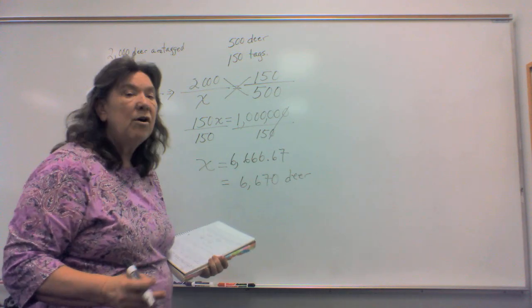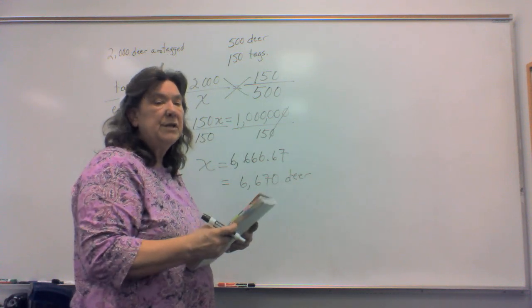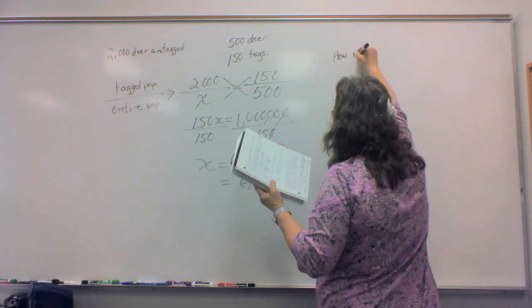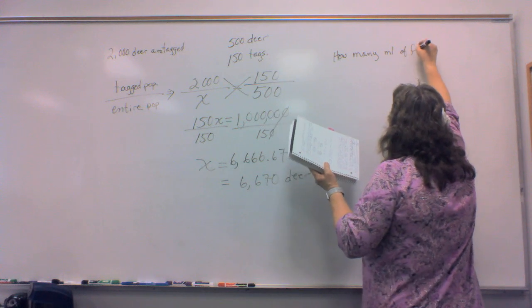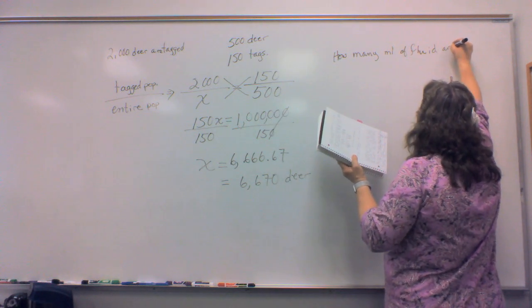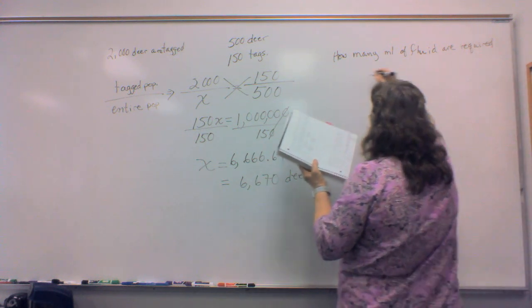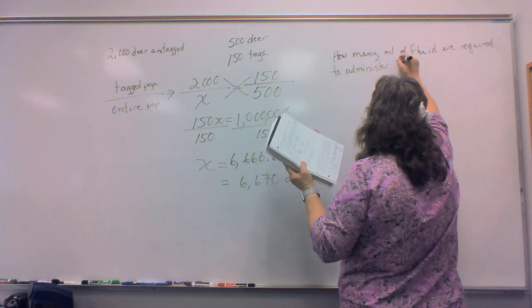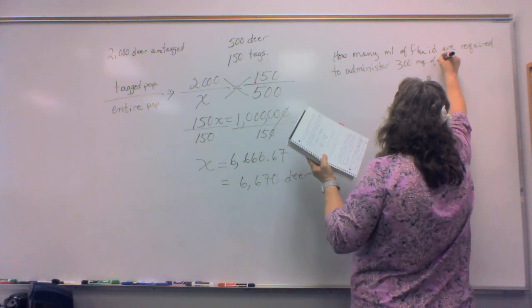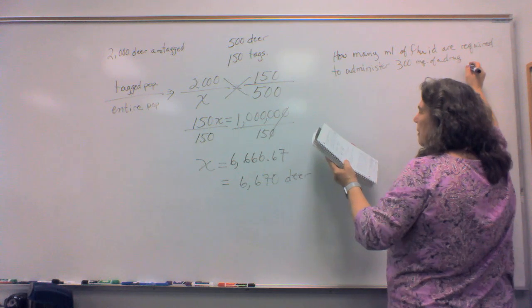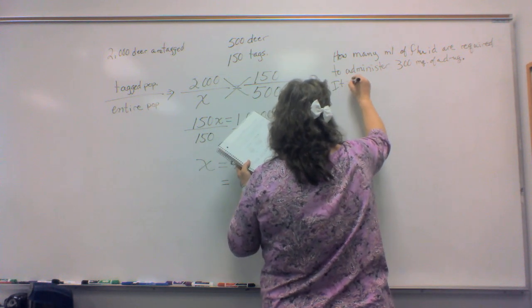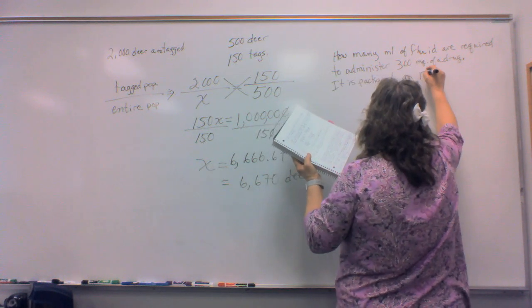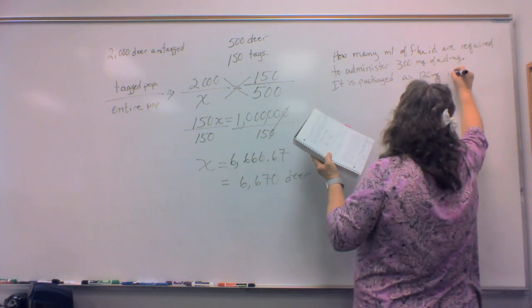Okay. Nurses also use proportions when they're trying to figure out how much dose to give people. This one says how many milliliters of fluid are required to administer 300 milligrams of a drug if, okay, it is packaged as 120 milligrams in 2 milliliters.